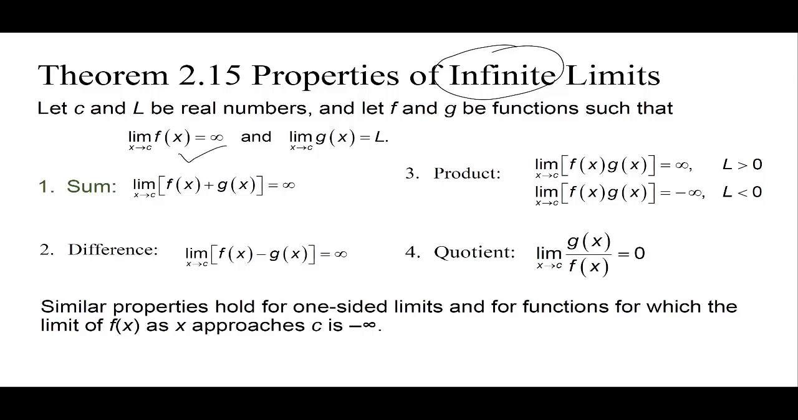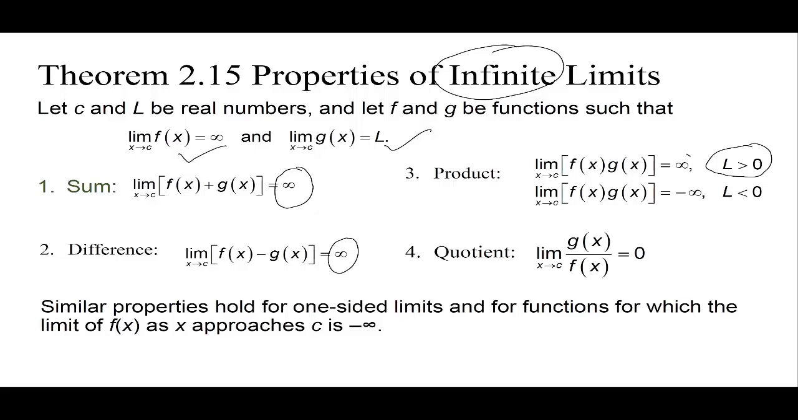with a finite limit. Then you can find the limit of the sum of these two functions. It would be infinity, because infinity plus L, any finite number, is infinity. If you try to find the difference, that would also be infinity. If you try to find the product, depending on what L value you have, if L is positive, the limit of the product of these two functions would be positive infinity. But if L is negative, the limit of the product of these two functions is negative infinity. Keep in mind, we're talking about this limit when x is approaching the same number c.